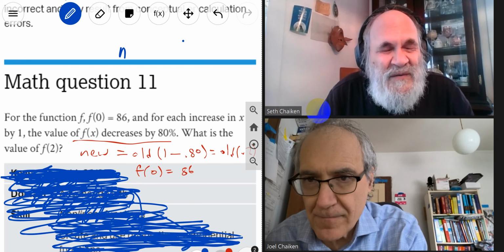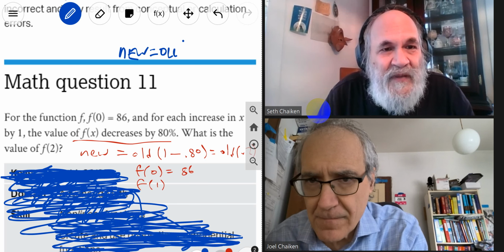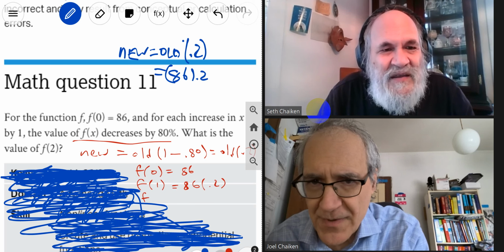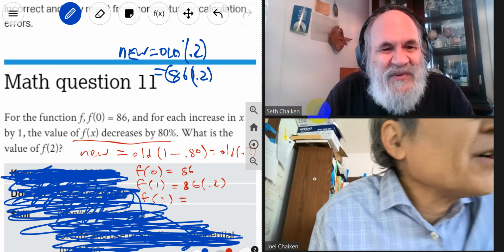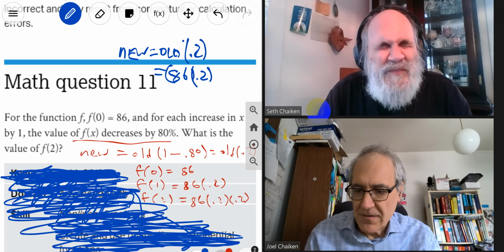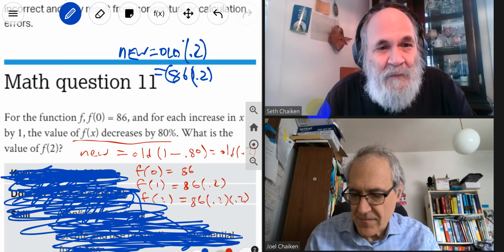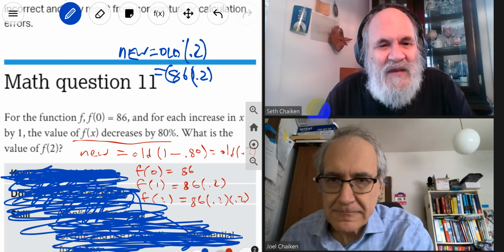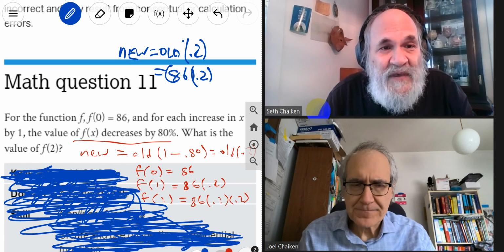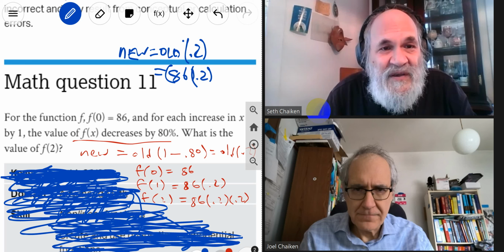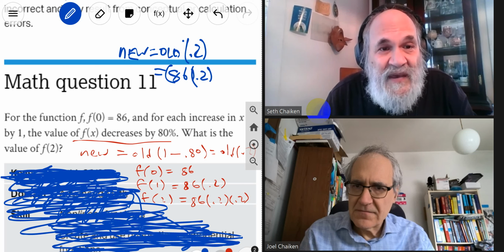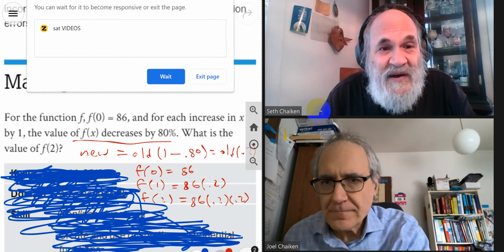equals 86. f of 1 equals 86 times 2/10. Which we could calculate, by the way, f of 2 equals 86 times 2/10 times 2/10. You could calculate it or observe that each of these 2/10 is 1/5. So it equals 86 times a fifth times a fifth, which is 86 divided by 25.